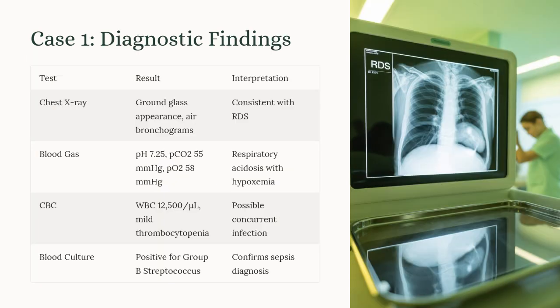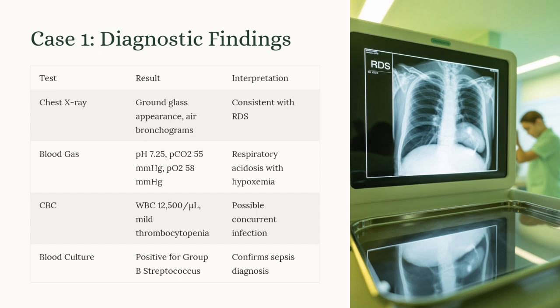And the results are in. Chest x-ray? A ground glass haze with air bronchograms, classic for RDS. Blood gas? Respiratory acidosis. pH 7.25, PCO2 elevated, and low PO2. CBC? WBC okay, but slight drop in platelets. Blood culture? Boom, group B strep positive. Now it's confirmed. RDS plus neonatal sepsis.